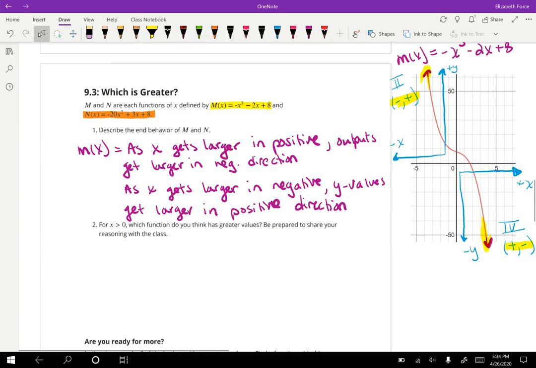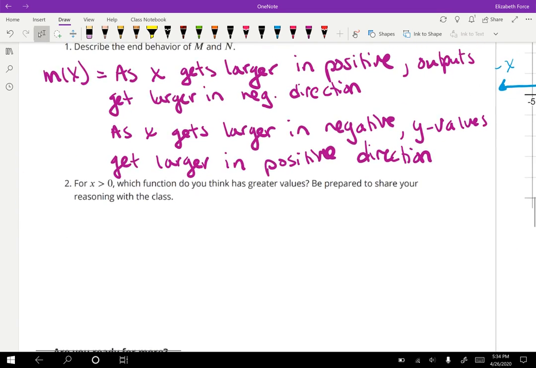All right, now for number 2, they want to know for x is greater than 0, so number is bigger than 0, which function do you think has a greater value? Greater value is another way of saying greater outputs. So be prepared to share the reasoning with the class.